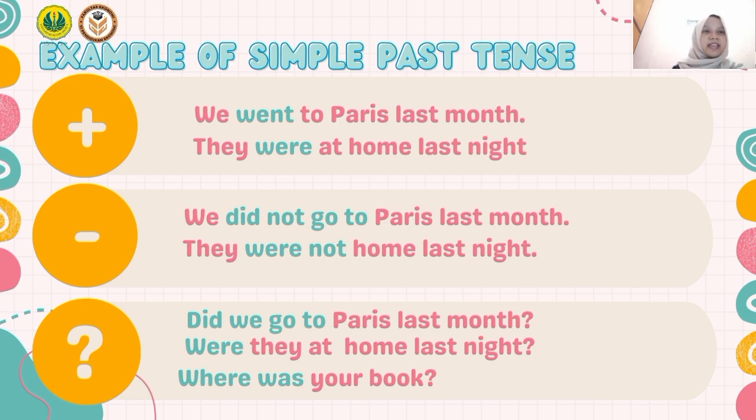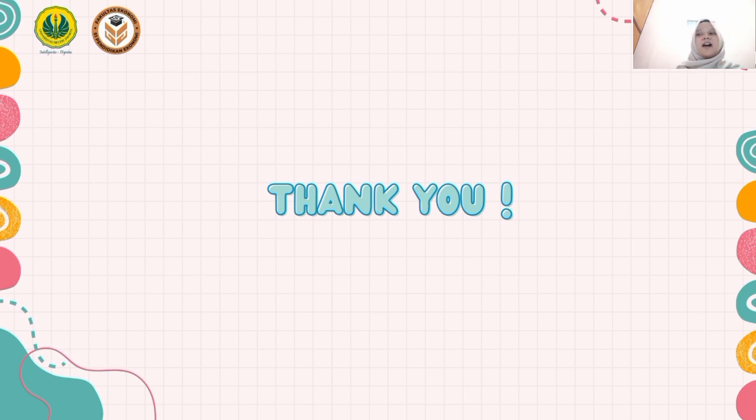For the interrogative, did we go to Paris last month? Were they at home last night? And then for 5W1H, we give an example. Where was your book? So I hope you guys understand what I explained.